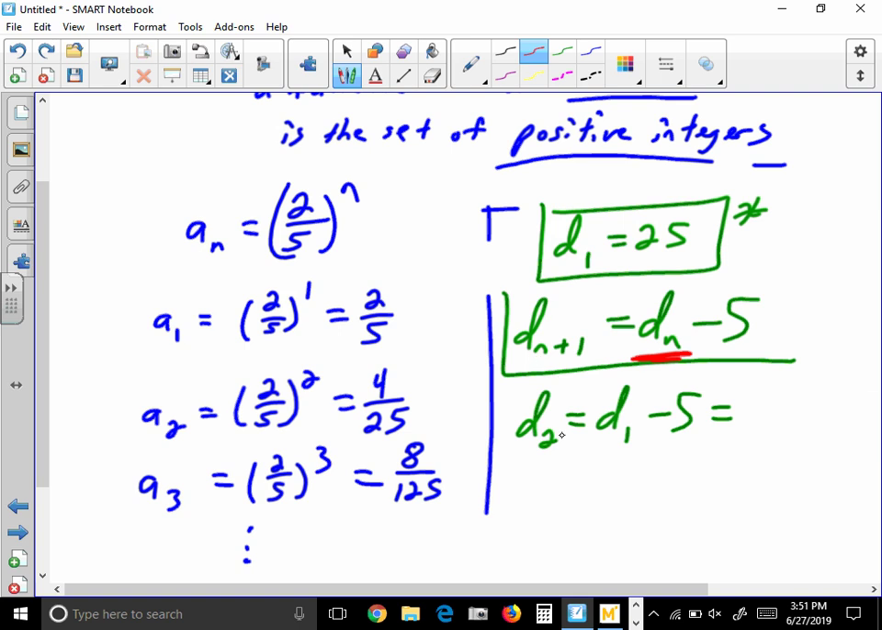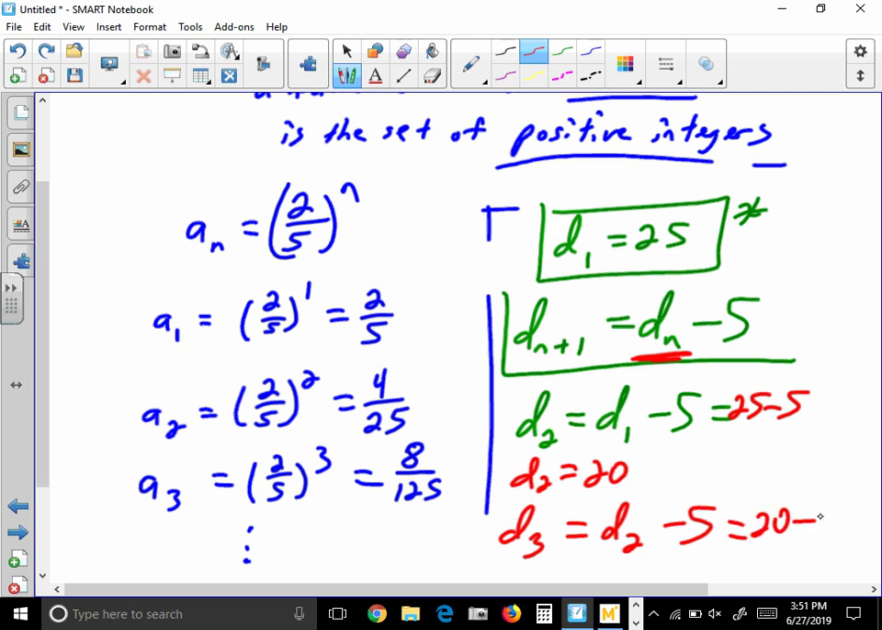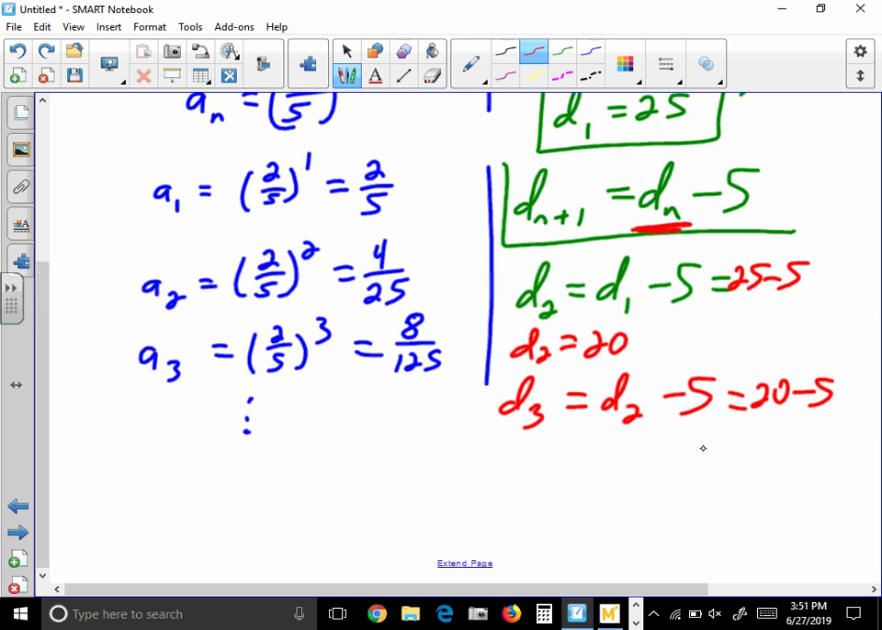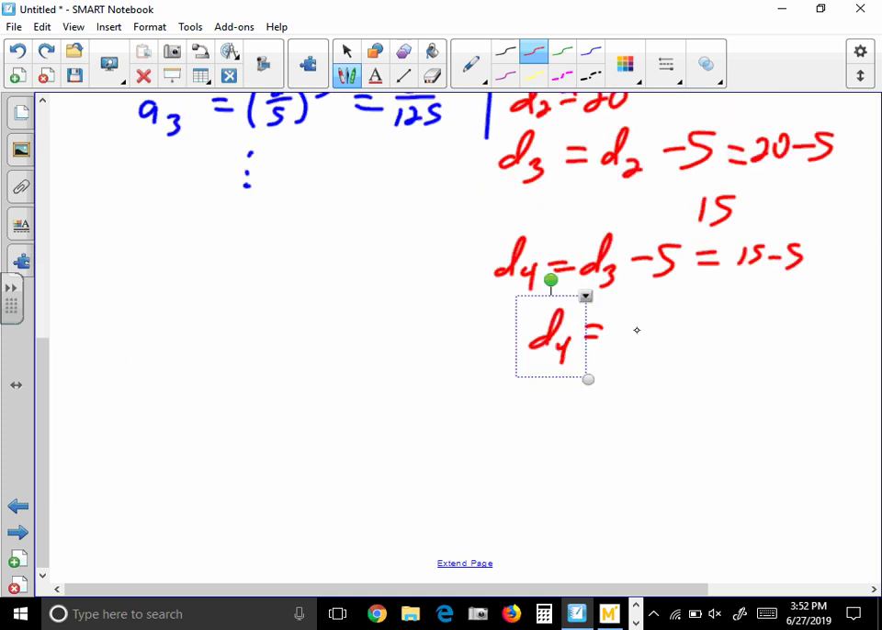So for the second term in the sequence, it's the first term minus 5, so 25 minus 5, so 20. The third term in the sequence is the second term minus 5, so 20 minus 5, 15. The fourth term in the sequence is the third term minus 5, so 15 minus 5. And we would just keep on doing that for however many terms of that sequence we wanted to list.